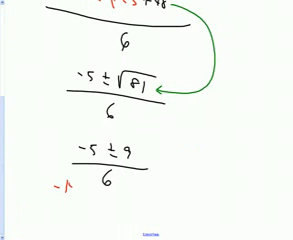All right, so now let's do this one with the minus. I'd have -5 minus 9, which would be -14 over 6, which reduces. And then the other one, if I do it with plus, would be -5 plus 9, which would be +4 over 6, which would also reduce. And there's my 2 answers.